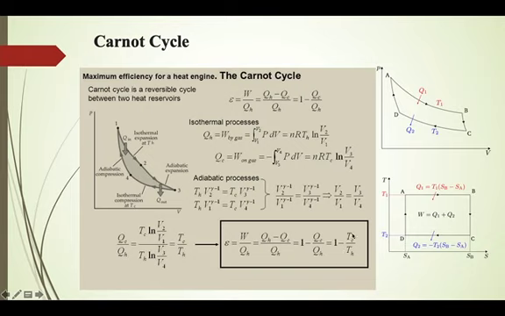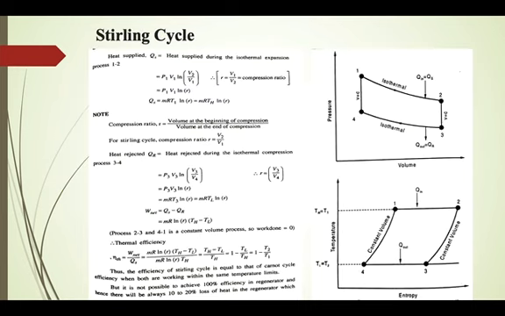efficiency is equal to 1 minus Tc by Th. Now what is Tc and what is Th? Tc is the lowest temperature of the cycle and Th is the highest temperature of the cycle. So efficiency of a Carnot cycle is given by 1 minus lowest temperature of the cycle by highest temperature of the cycle. Now next is Stirling cycle.